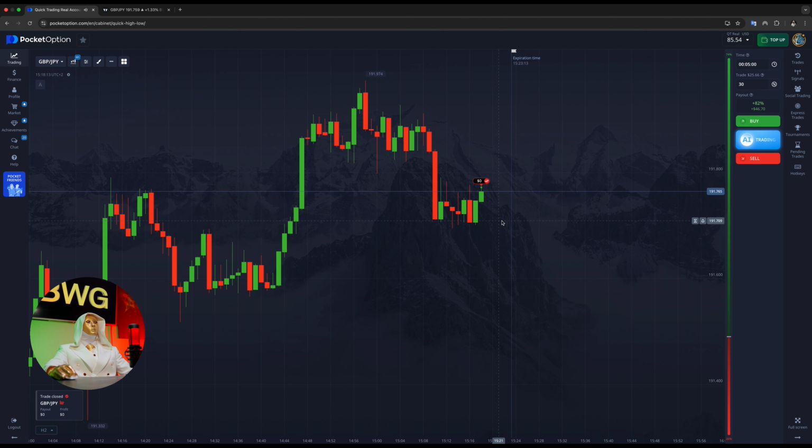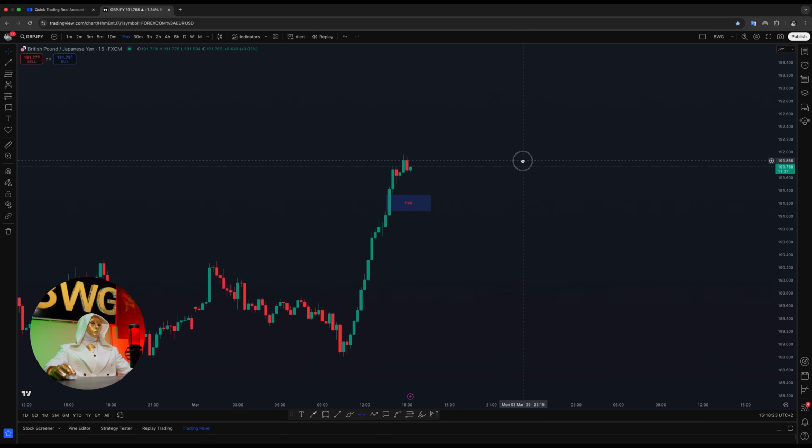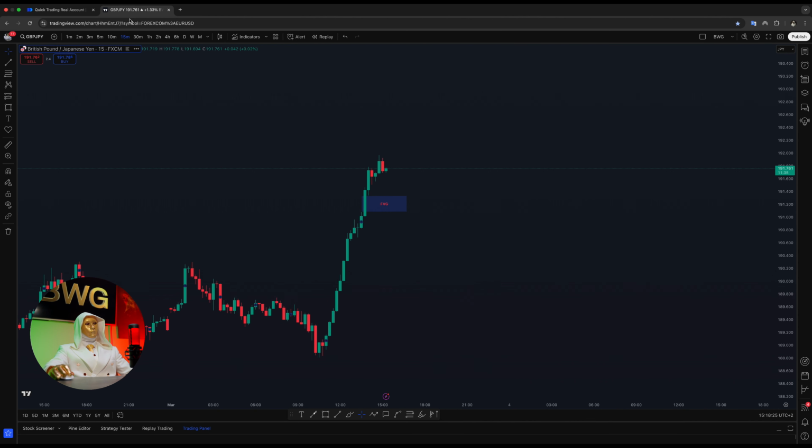Therefore, in the next position, I will implement the martingale method, which I often use in my trading. I will risk not 30%, but 60%. That is, I will double my bet. Let's go to the asset and see if this plot is still relevant.